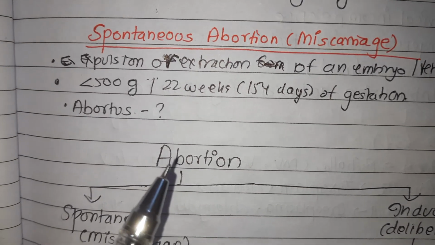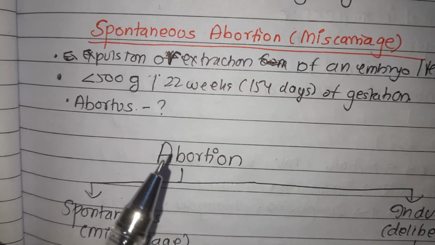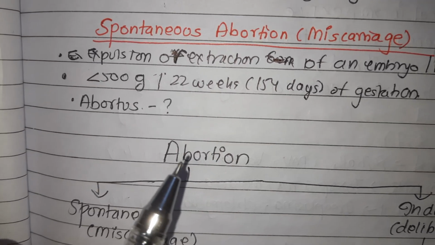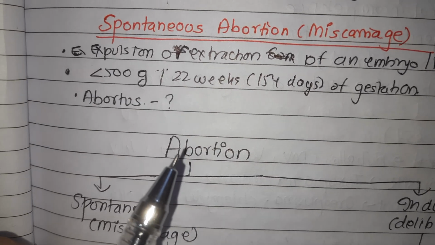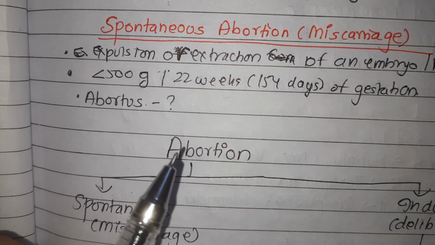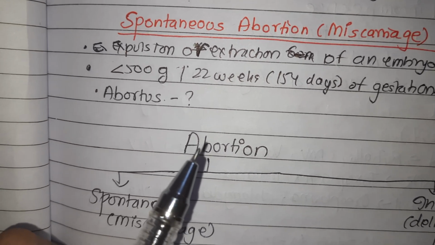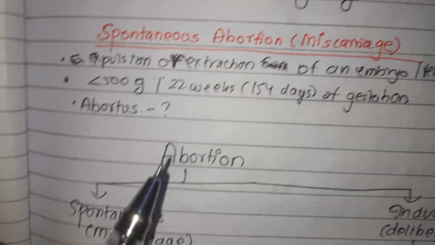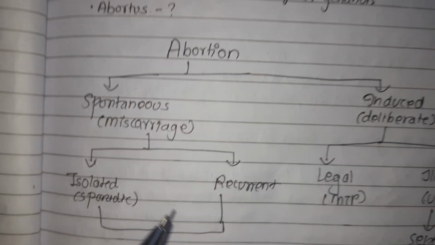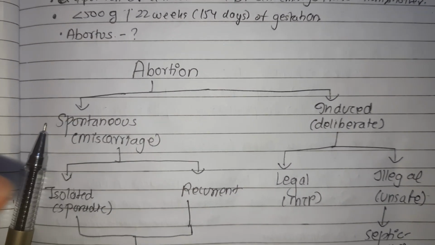The incidence of miscarriage is around 10 to 20% of all clinical pregnancies. About 75% of miscarriages occur before the 16th week, and of this, 80% occur before the 12th week of pregnancy. So now we will talk about classification of abortion.